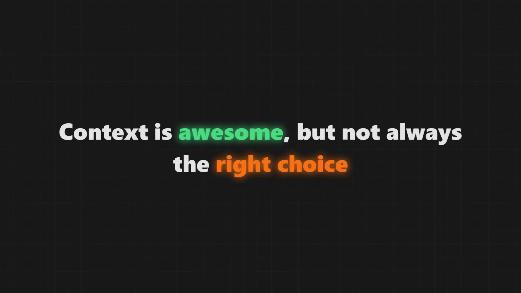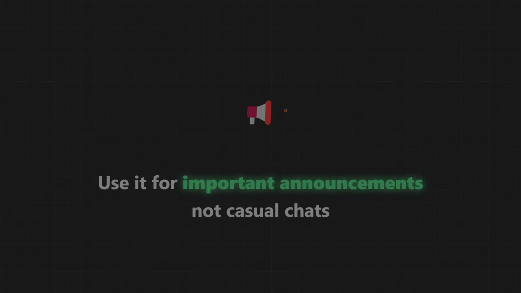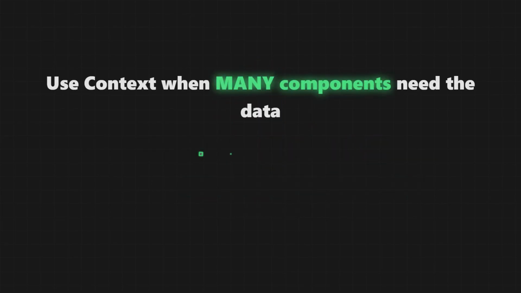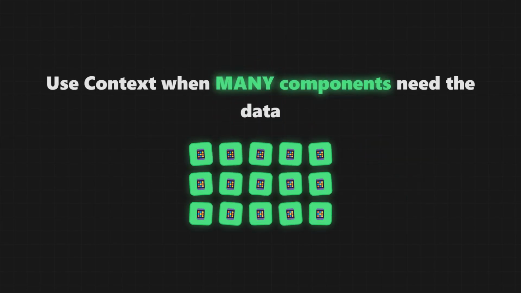Context is awesome, but it's not always the right choice. Think about a school loudspeaker. You'd use it for important stuff everyone needs to know, like a fire drill or early lunch. You wouldn't use it to tell your friend 2 desks away that you have gum. You'd just whisper. Same with React. Use context for information lots of components need, like who's logged in, dark mode or light mode, what language to show, shopping cart items. But if you're only sending information down 1 or 2 levels, just do it the normal way. It's simpler.